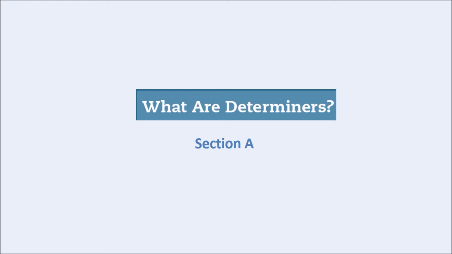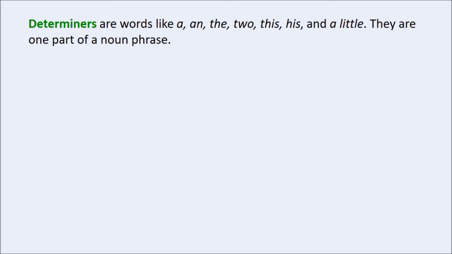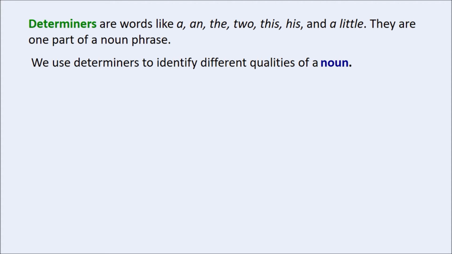So let's start. What are determiners? They're words you probably heard before. We have a, and, the, or the numbers like two, this, his, and a little. They are called determiners because they are part of a noun phrase. They work with nouns pretty much, right? Because they provide you with different qualities of nouns. That's why we call them determiners.